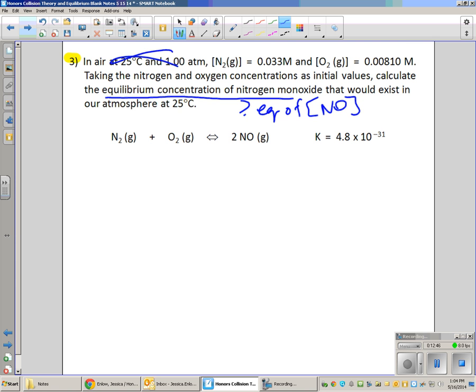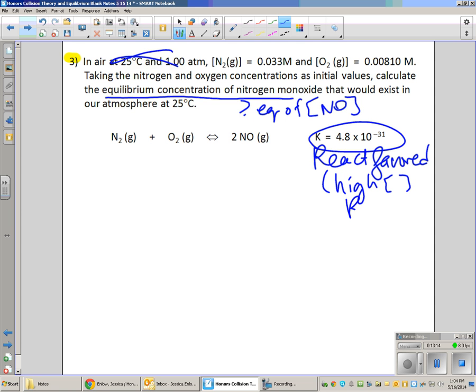That's our question. Okay, so we have a value of K as 4.8 times 10 to the negative 31. What does that value tell us? Yeah, it does tell us it's really small. What does it tell us about equilibrium? What about the reactants? All right, so the reactants are favored. What does that mean? At equilibrium, who do I have a higher concentration of, reactants or products? Reactants, right? So high concentration of reactants at equilibrium. All right, keep that in mind as we go through this problem.